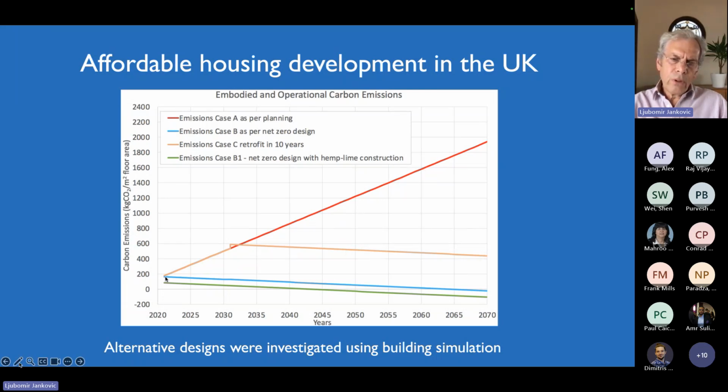If these houses were designed with conventional materials and with renewable energy, then emissions would be falling down slowly, and by 2065 we would reach zero. But if we used hemp-lime biocomposite or other biosourced materials, so that embodied emissions, the starting point, is much lower, and apply the same amount of renewable energy, then we would reach zero emissions by 2045.